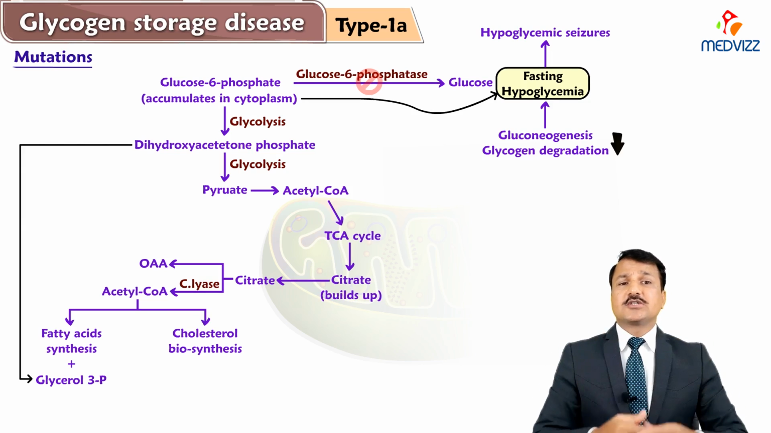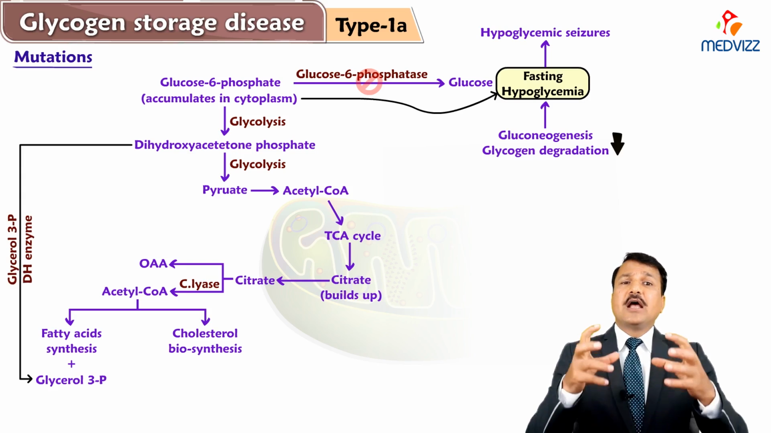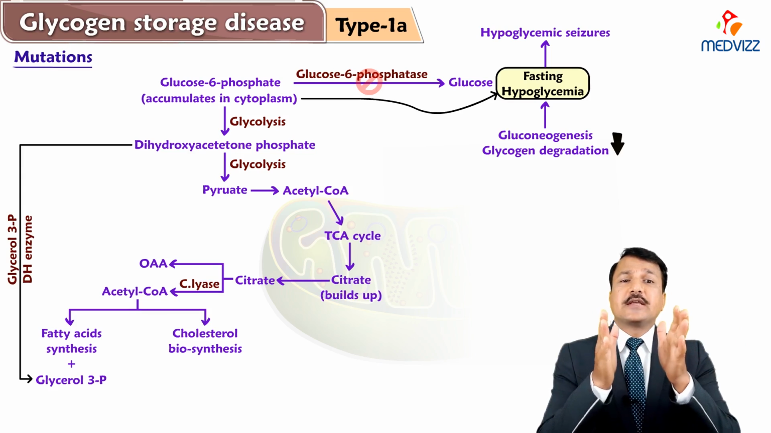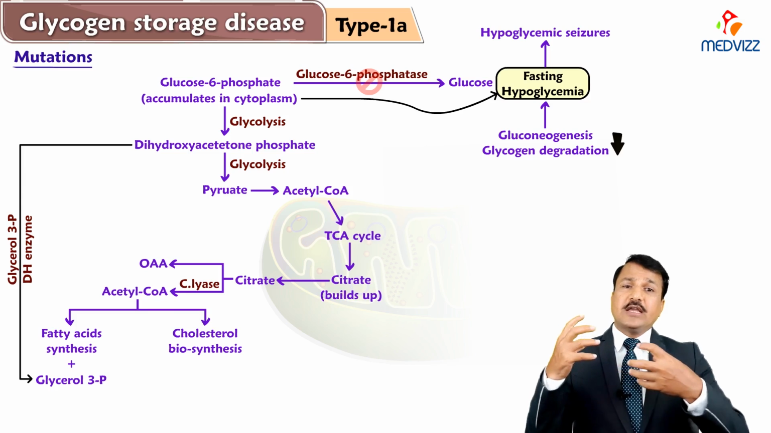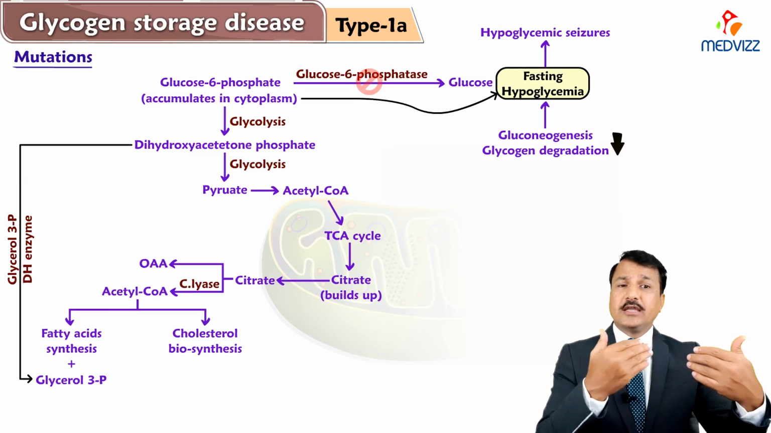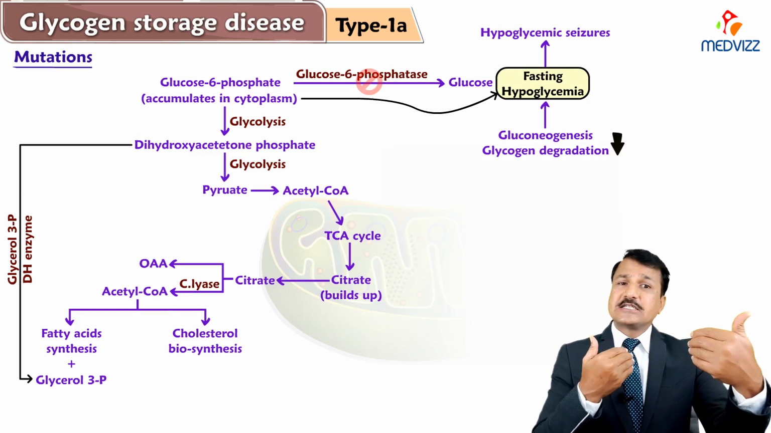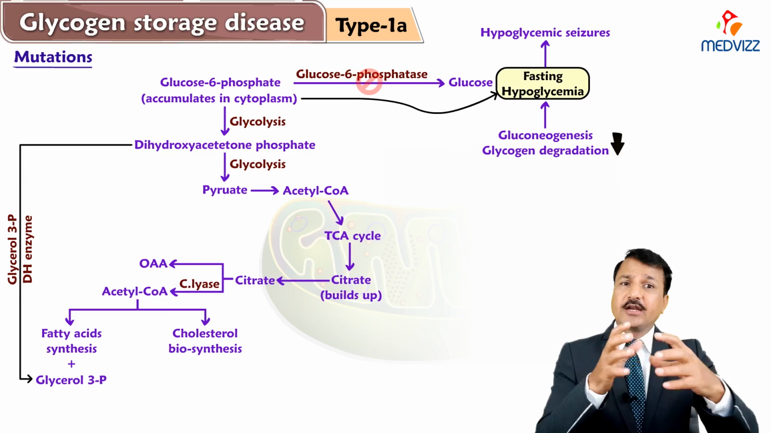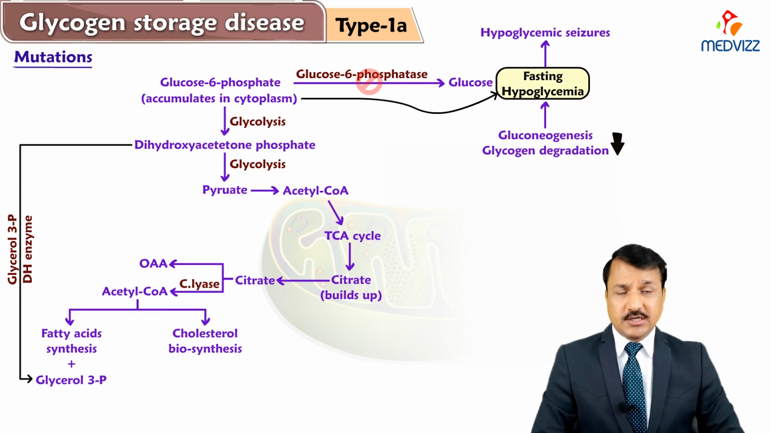So, dihydroxyacetone phosphate is converted to glycerol 3-phosphate in the endoplasmic reticulum by the glycerol 3-phosphate dehydrogenase enzyme, and that glycerol 3-phosphate acts as a backbone for triacylglycerol synthesis. So the fatty acids come from acetyl-CoA in the cytoplasm, which is basically coming from mitochondria, as citrate converted to acetyl-CoA, and acetyl-CoA is diverted into fatty acid. That fatty acid is esterified with glycerol 3-phosphate to make triacylglycerol. So there will be buildup of triacylglycerol.